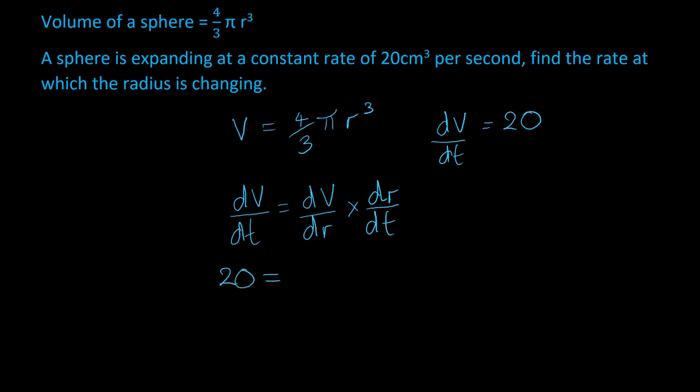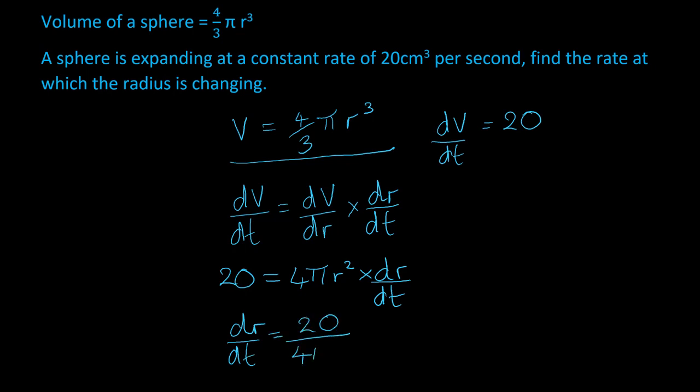So now we need to differentiate using this equation here. So hopefully you can see, we multiply by the 3, so the third element goes away. So we're going to have 4 pi r squared times by dr/dt. So all we've got to do now is rearrange so that we have dr/dt on its own. So we'll have dr/dt equals 20 divided by 4 pi r squared, and that we can simplify to 5 over pi r squared.